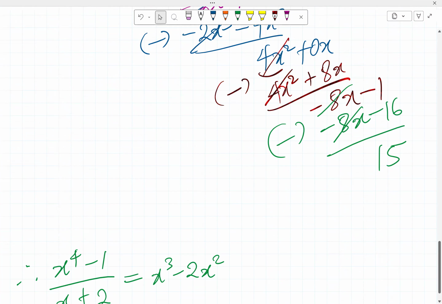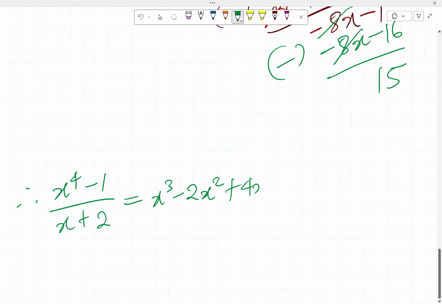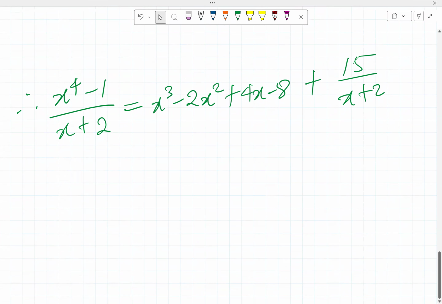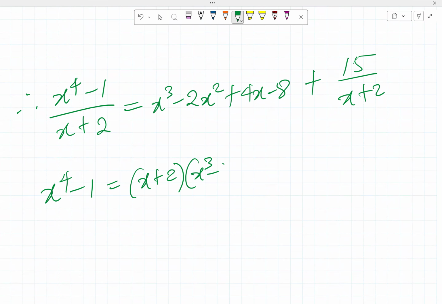x cubed minus 2x squared plus 4x minus 8, plus the remainder 15 all over x plus 2. Then we can multiply through by x plus 2. So we have x to the power 4 minus 1 is equal to x plus 2 times x cubed minus 2x squared plus 4x minus 8, plus 15, because x plus 2 cancels out.